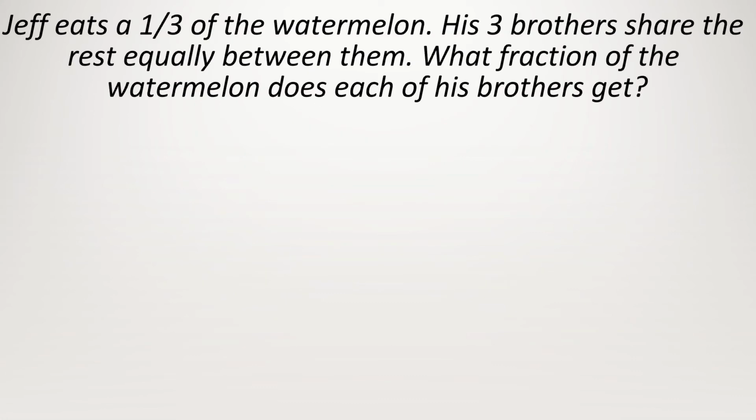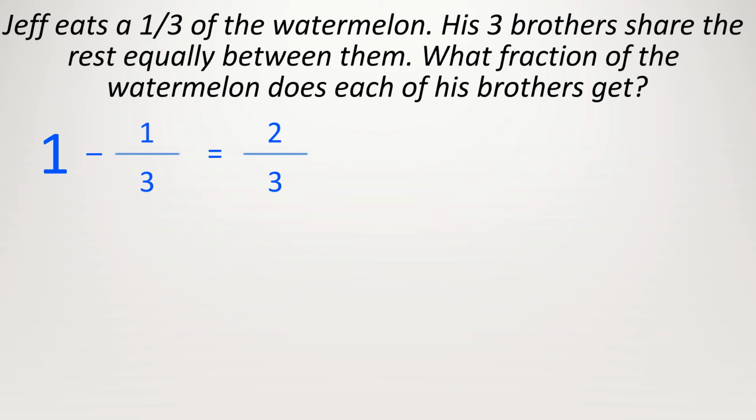Jeff eats a third of a watermelon. His 3 brothers share the rest of the watermelon equally between them. What fraction of the whole watermelon does each of his brothers get? So we start off with the whole watermelon, but it's been cut into 3 sections. So we take a third for Jeff, but then his 3 brothers share the rest. So we do 1 minus a third equals 2/3.